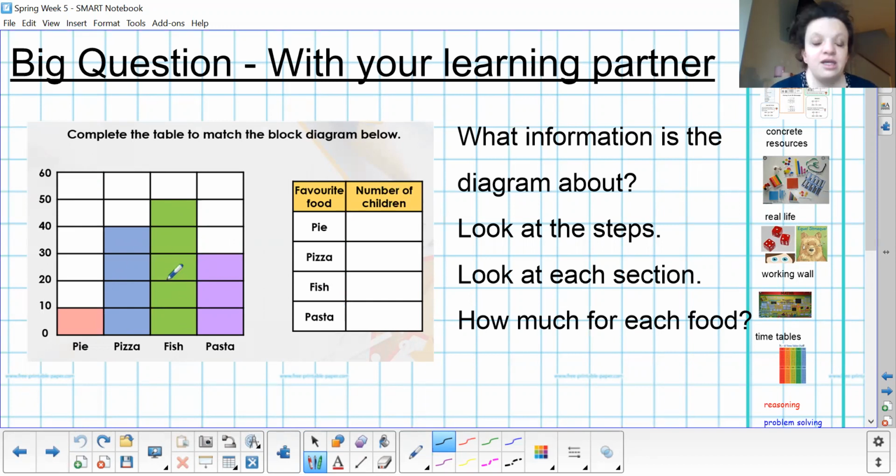So how many children are going to like pie, pizza, fish and pasta if we use this diagram? So let's do it together. We'll do the first one together, then I'll let you have a go. So the first one is pie. It's one block, and that means that I'm going in 10s. So it's just 1 10, and that's a 10. And if I check over there, it's 10. So in pie, I'm going to put 10.